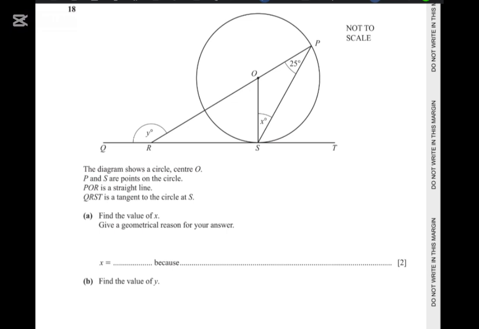Find question A now. Find the value of x. Give a geometrical reason for your answer. For finding the value of x, you see here this is x for the triangle POS. OP is the radius and OS is also a radius, so two sides of the triangle are equal. It's an isosceles triangle, so the base angles will always be equal. So x is 25, because base angles of an isosceles triangle are equal.